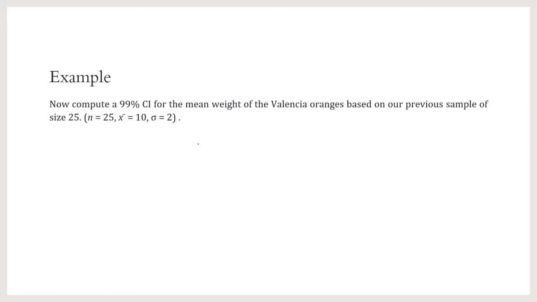Okay, so let's try another example. Compute a 99% confidence interval for the mean weight of the Valencia oranges with a sample of size 25. So n is equal to 25, our mean is 10, and our standard deviation is 2. Again, our confidence level is 0.99. Now we can solve for alpha: 1 minus 0.99, which is basically equivalent to 0.01.